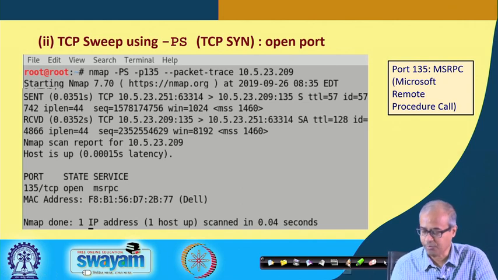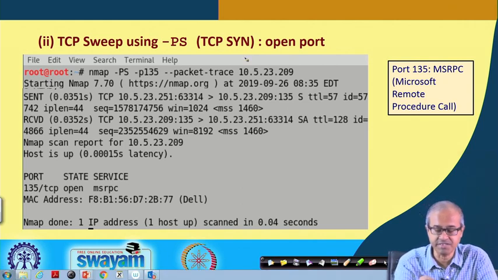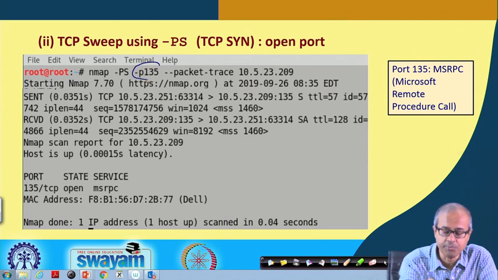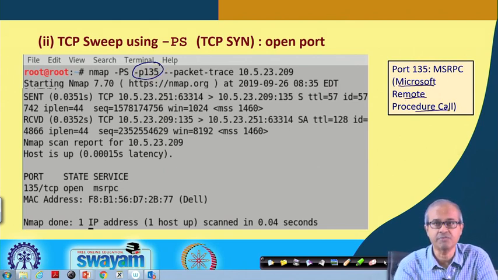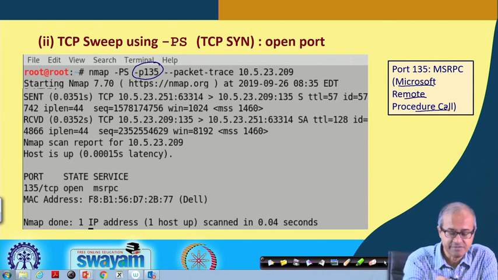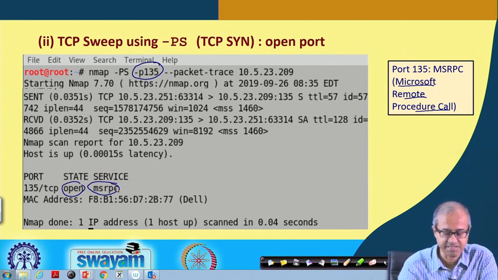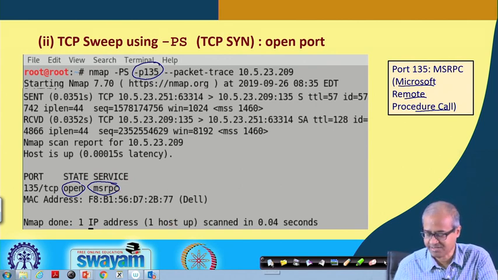Similarly, for an open port, let us say here we are trying to query port number 135, which is the Microsoft remote procedure call service. So, similarly, you send a packet, receive a packet, and you can see that the port is open, the service name is MSRPC. So, one IP address, one host up, you can see these things.